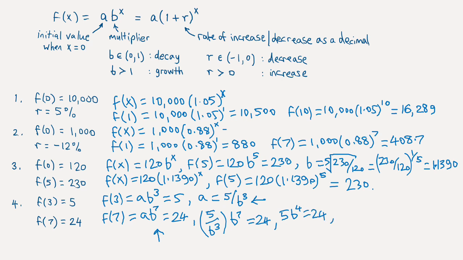And then the final step is to solve that equation for b. So we'll have b equals the 4th root of 24 divided by 5. And I'm going to write that in this form: 24 divided by 5 to the power 1 over 4. And we can calculate that with a calculator or using the computer, and it comes to, and again it's good to go out 4 decimal places here, 1.4802.